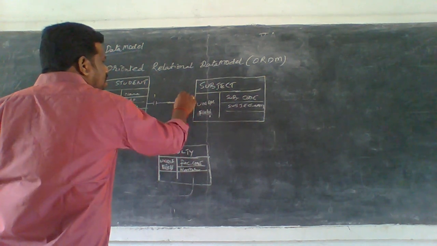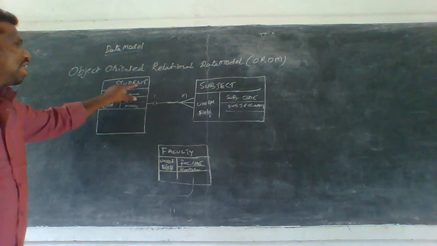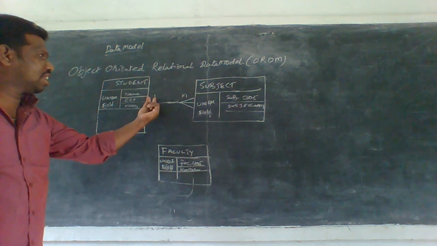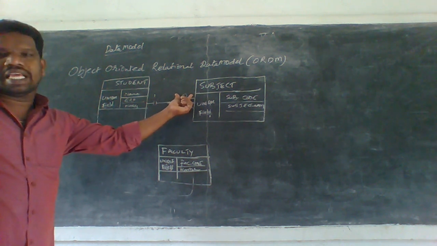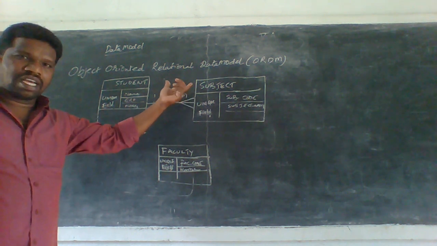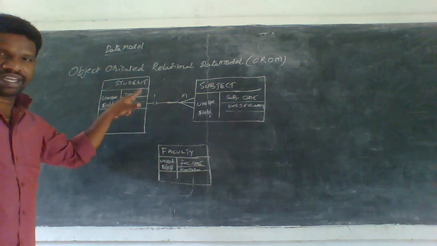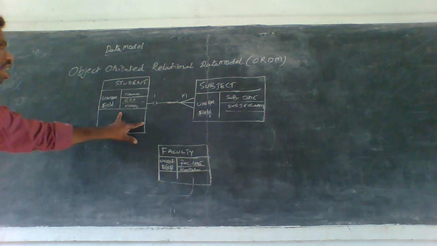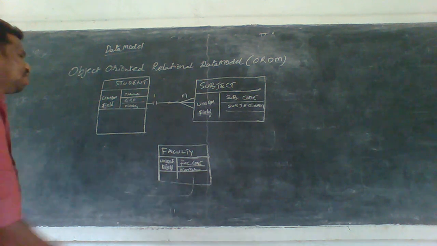This represents a one to many association because a student can learn many subjects. That's why the student is single, but the subjects are more. Hence here I am putting M. M means many, and one means only one student. In the same way, I would like to connect the student and faculty.